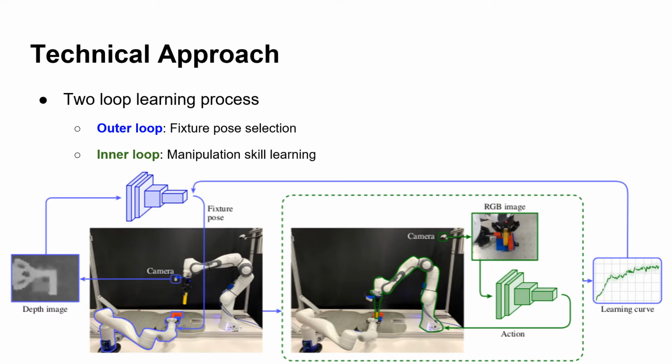The experimental setup is shown in the figure. They have used two robots. The robot on the left is holding the fixture and has a top view of a depth image as input. The accumulated reward during manipulation skill training by the right robot is used as a reward to guide the left robot to find the optimal fixture pose.